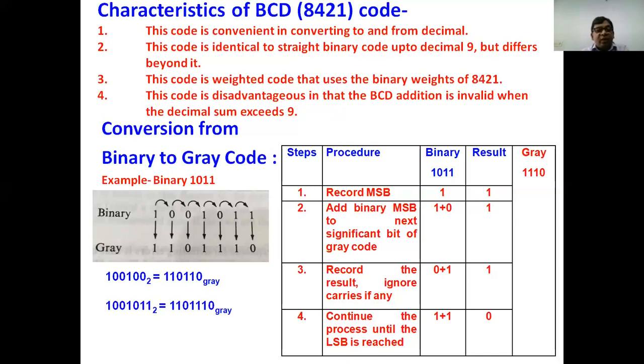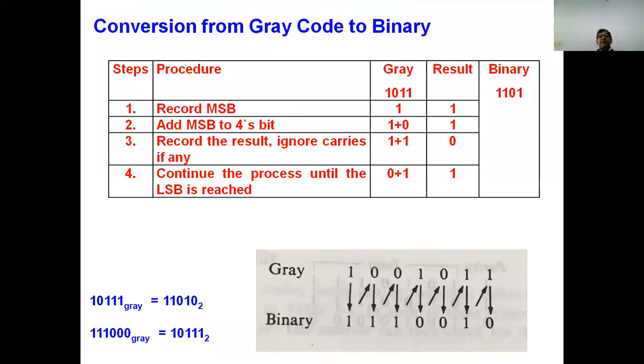So for example, note these examples: 1010100 of binary, how much is it in gray code? 1001011 of binary, how much is it in gray? You can do it by yourself. So we come to the conversion from gray code to binary code.